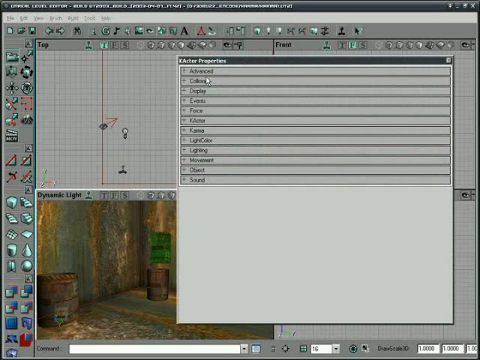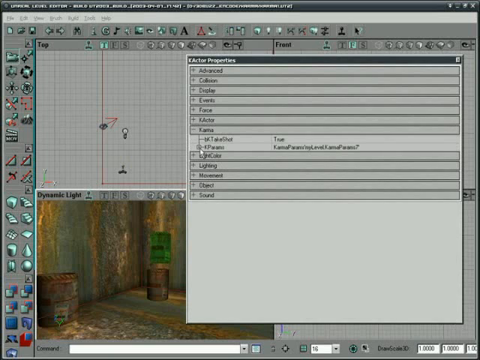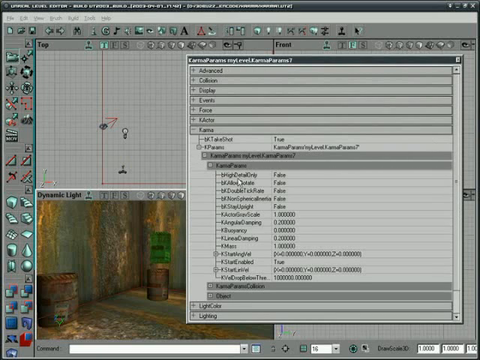Let's go to the KActor properties of our barrel. And let's go under Karma, under our KParams, our Karma parameters. So many Karma parameters. And here we have bHighDetailOnly. Now we covered this one in the last lesson. So let's jump down to bKAllowRotate.